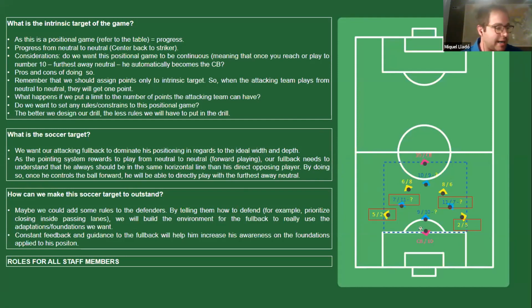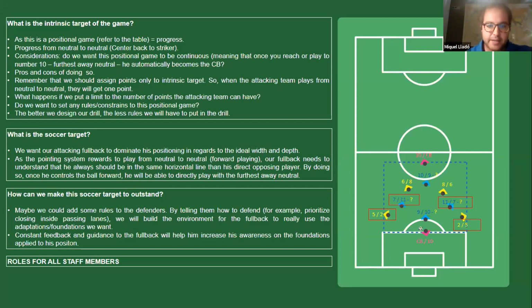It's no positional game that exists. I just made my own positional game to try to explain to you that you can create any drill that you want. So you don't have to pick drills from others or anything like that.